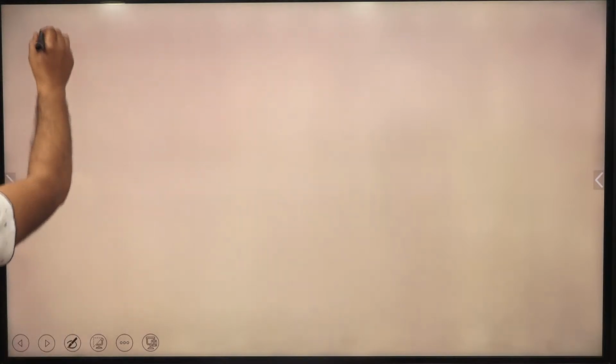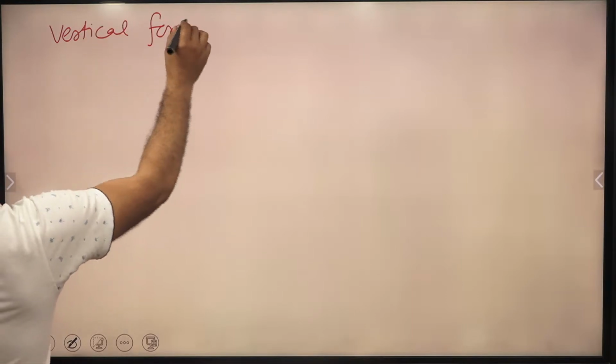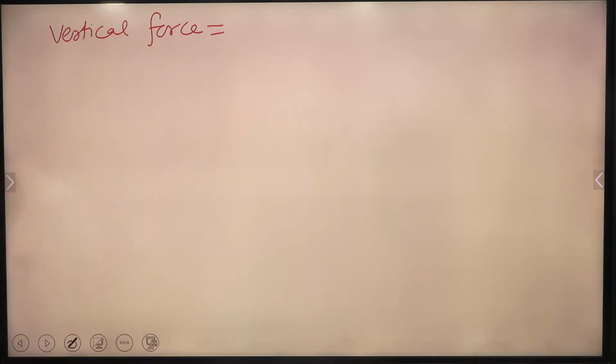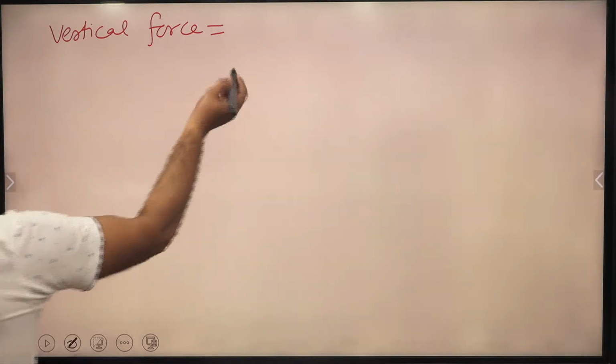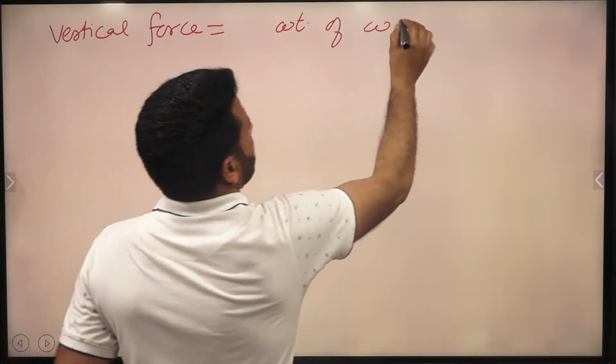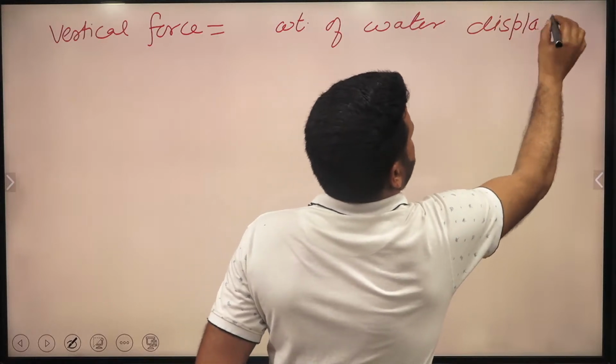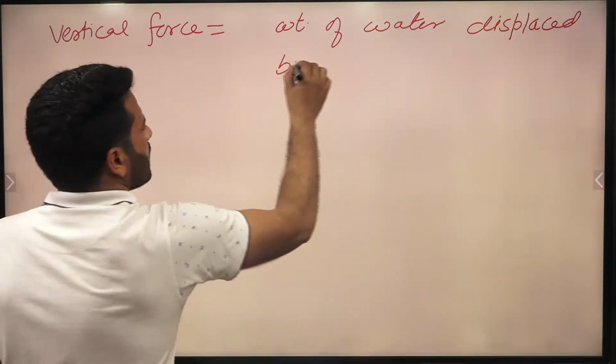So I'm writing here vertical force. Vertical force. So how can we write this vertical force? So I'm writing it as the weight of water displaced by the object.